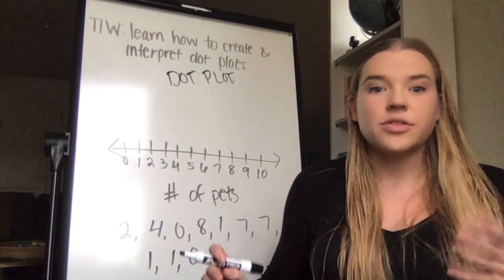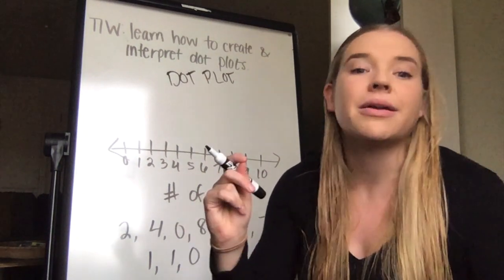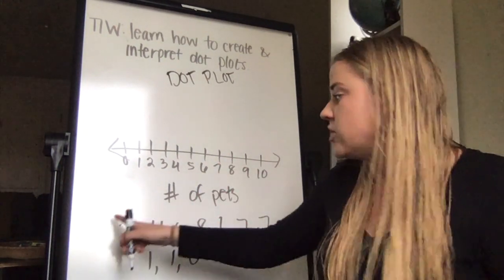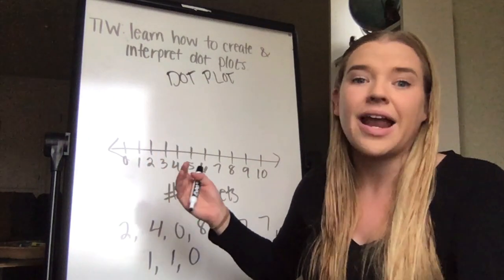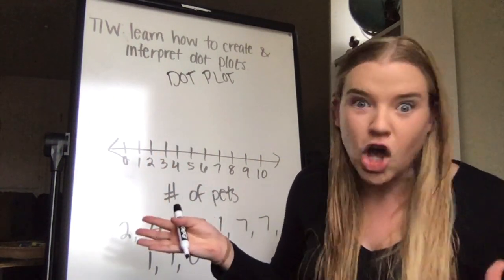is a way to organize those answers. So what I would do is I would start by just looking at my numbers and putting them on the graph. And I would put them on a graph with a dot, okay?